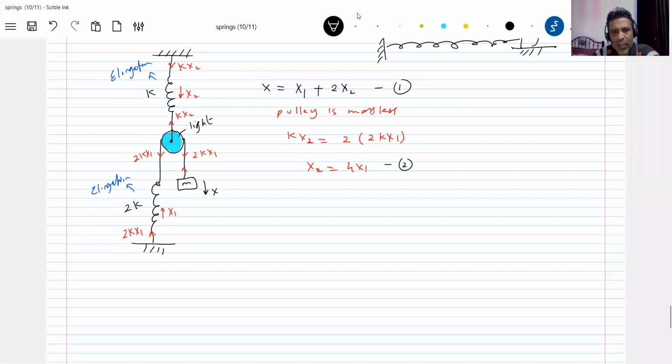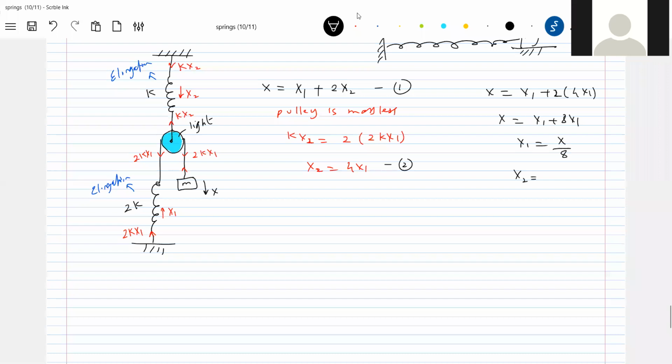Let's come to it. I'll replace x1 or x2. Put 2 in 1. X equals x1 plus 2 into x2, which is how much? 4x1. So x is equal to x1 plus 8x1. So x1 equals x by 8. Sir, x by 9. Yes, x by 9. I'll substitute this value of x1 here, so this will become 4x by 9. So if you displace a block by x, the springs will have displacements x by 9 and 4x by 9.